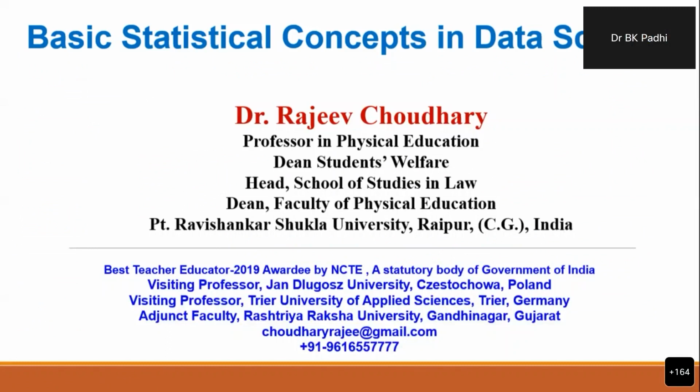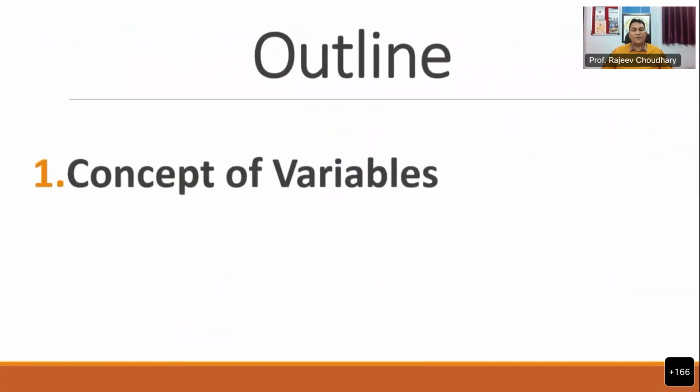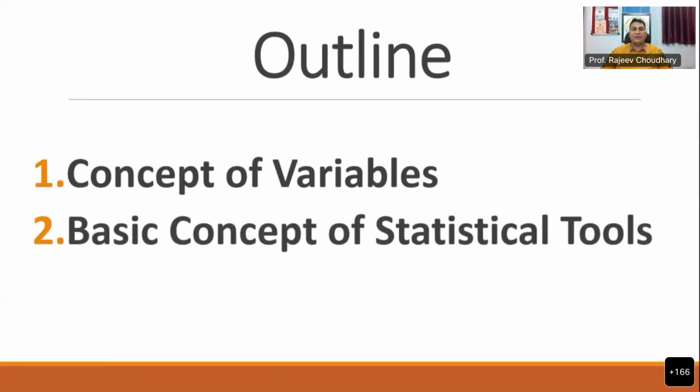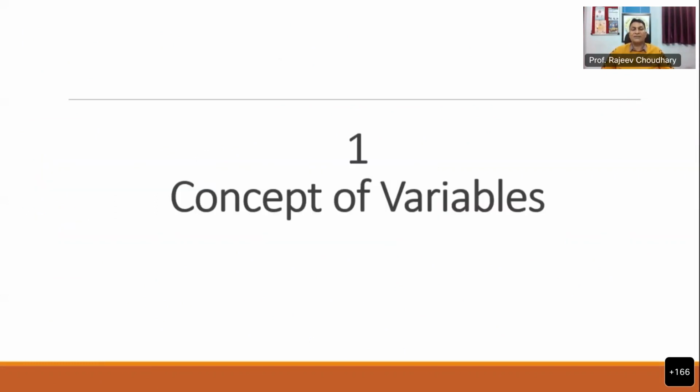Basic statistical concepts in data science. For better conversation, I divided my presentation into two parts. First, I will discuss the concept of variables, since in quantitative researches, we conduct the researches by taking different types of variables. Then the main part will be the basic concept of statistical tools. Let's start with the first, that is, concept of variables.